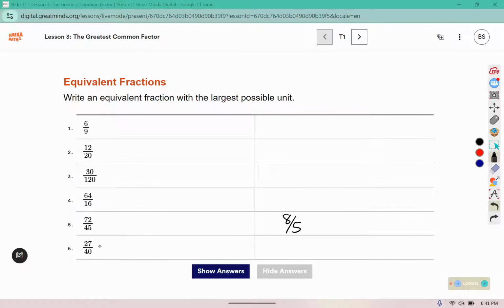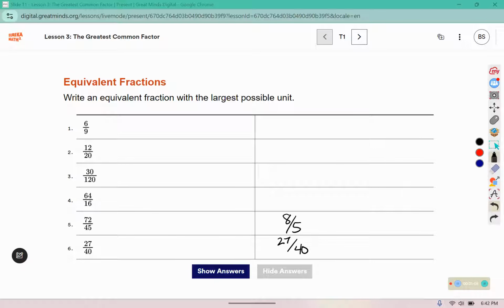27 and 40. I know 27 is 3 times 9. 40 I could do 4 times 10 or 2 times 20, but there are no common factors, so 27 40ths is as simplified as it can get. You do not have to change these to mixed numbers. You can leave them as improper fractions. You might notice that there are other factors, but you are trying to get them in the most simplified format.